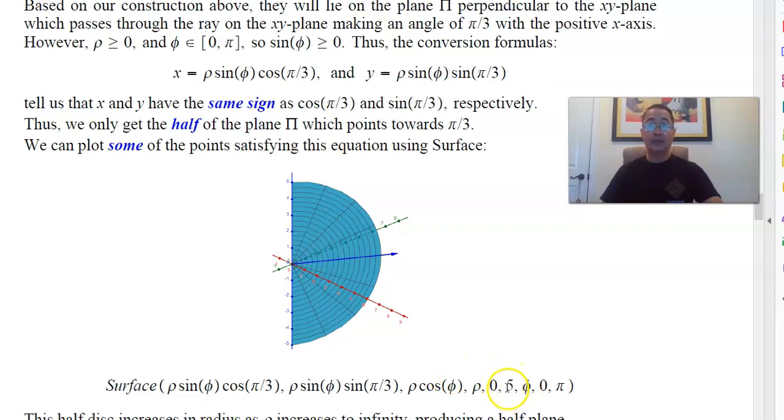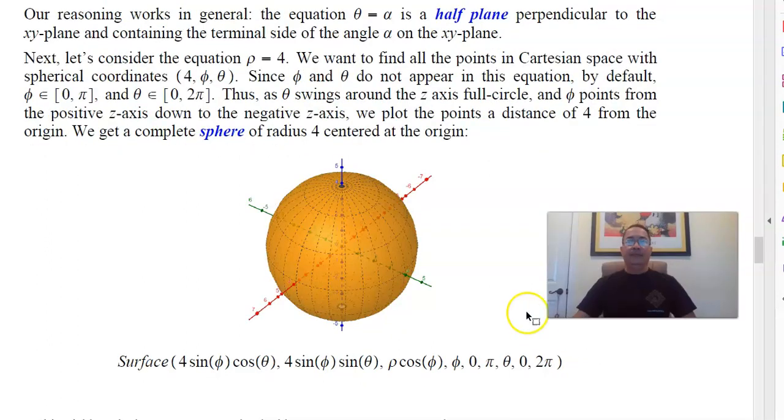Of course, if you increase 5 to any positive number that you want, this half disk is going to get bigger and bigger and bigger. As rho goes to infinity, it's not so much a half disk anymore. It's really a half plane that we get in spherical coordinates. It's true in general: if you make theta be a constant, you'll get a half plane. It's going to be perpendicular to the xy plane, and it will contain the terminal side of the angle that alpha makes with the xy plane.